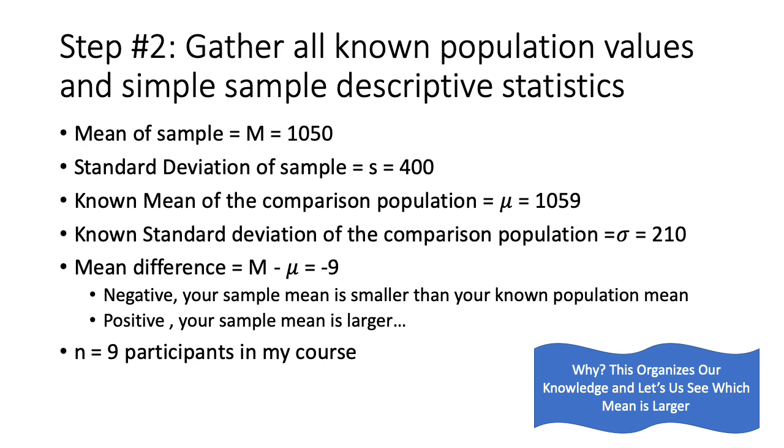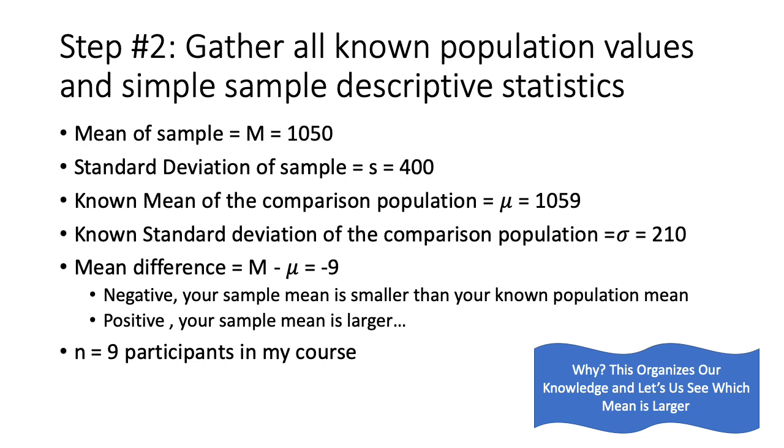My second step is to gather all my known population values and simple descriptive statistics. We already know how to do this. We've already spent days doing this. The mean of my sample is 1050. The standard deviation of my sample, these are SAT scores, is 400. My known mean of the comparison population, this is all people who take the SAT, is a mu of 1059. The known standard deviation of the comparison population is my sigma of 210.